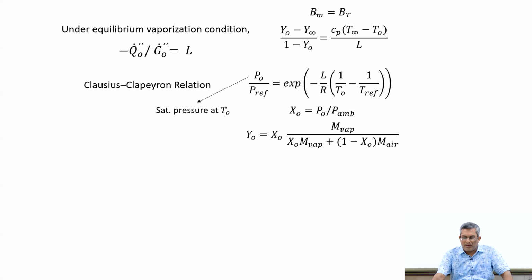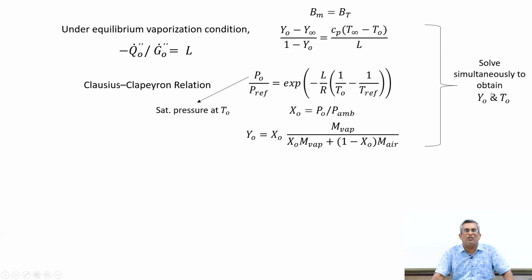And then we have to solve these two equations simultaneously to get Y naught and T naught. So, how do we do that? You initially assume some temperature and then calculate the left side and right side, see if they are matching, otherwise iterate. So, through this process we can now get Y naught and T naught. However, there are some scenarios where we do not have to go through this entire process, it can be simplified.